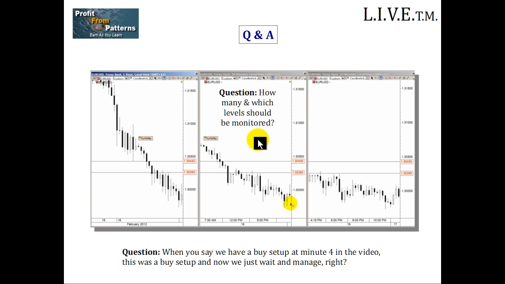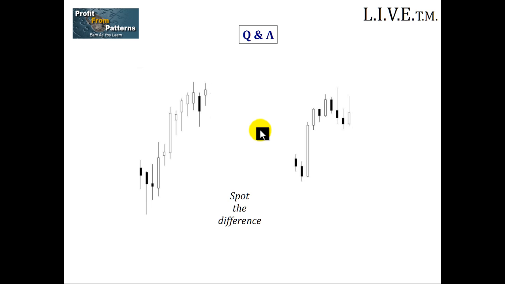How many and which levels should be monitored? This is referring to lines on the chart. As you are aware, the two lines that I always have on the chart are the previous day's low and previous day's high. When the market dictates that another level should be monitored, another spike low or another valid spike high, so be it. Only then do I put those lines on the chart. So the fewer the better, and dictated by the market itself.